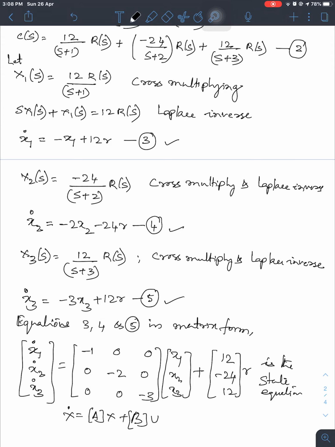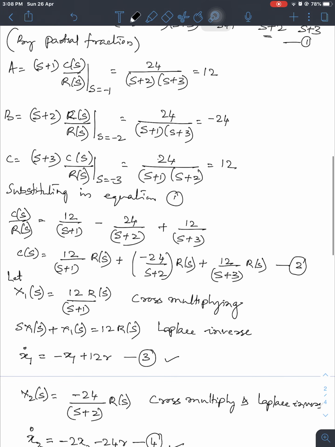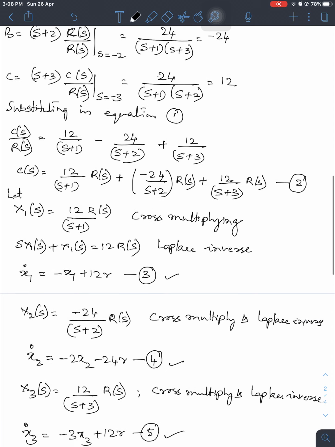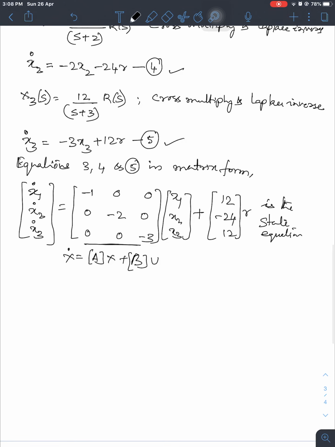So look at matrix A. This is in the diagonal form. You have got elements along the diagonals, and these elements are nothing but the poles of the system. That is minus 1, minus 2, minus 3 are the poles of the system, and this is the diagonal form.